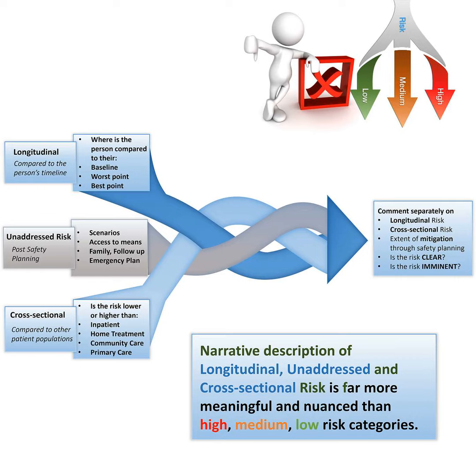One cannot develop a meaningful opinion on risk unless safety planning has been attempted. In Chapter 13, in the Aspire module, we elaborate on SAFE: scenario planning, access to means, alcohol and other drugs, family, friends and follow-up, and emergency plan. That is the chapter on safety planning. A risk that cannot be mitigated through safety planning has to inform the opinion on clear and imminent risk.